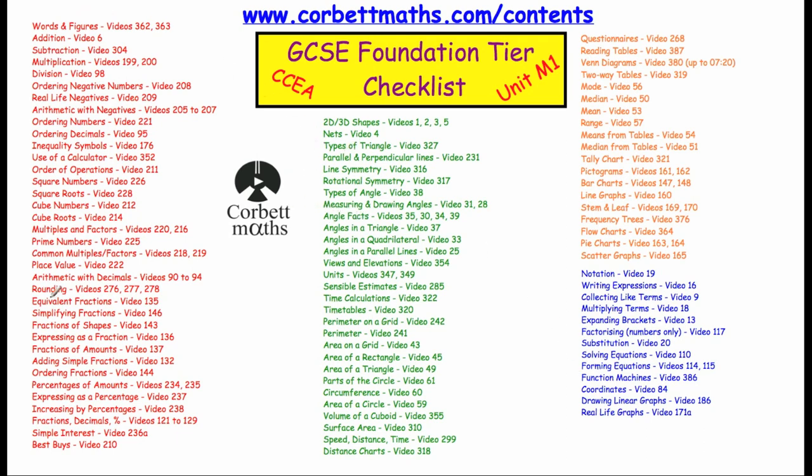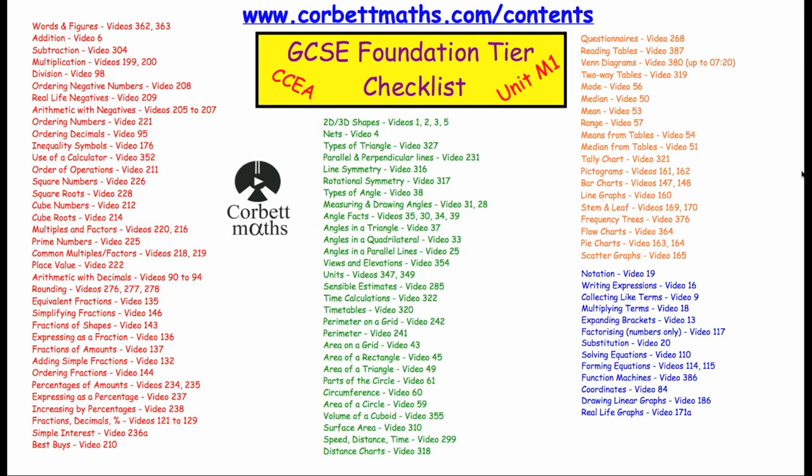So we've got the number topics in red. In green, we've got the geometry, the shape, space, and measure topics there, such as 2D shapes, nets, timetables, circumference, and so on. In orange, we've got our statistics topics, our data handling or statistics topics, such as questionnaires, scatter graphs, and so on. And in blue, we've got our algebra topics. This is a very important checklist. I'd recommend you print this off and have a copy of it as well.